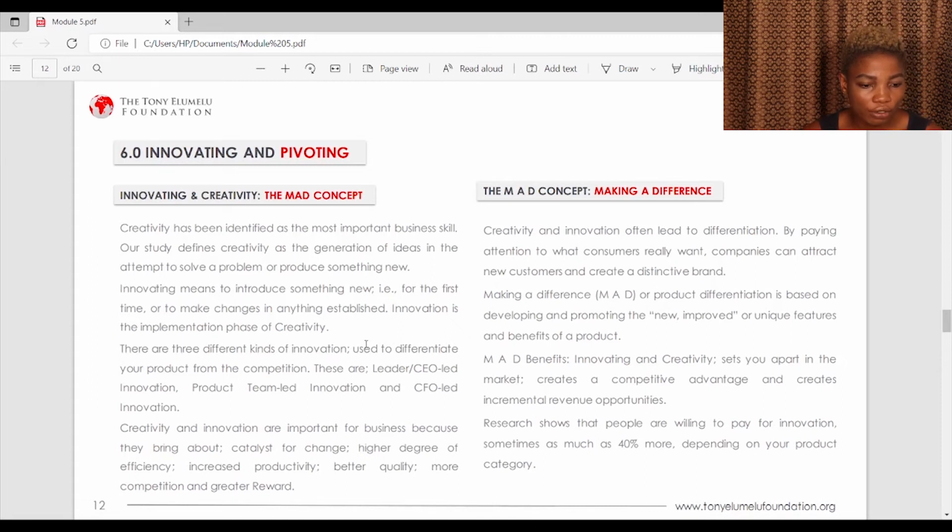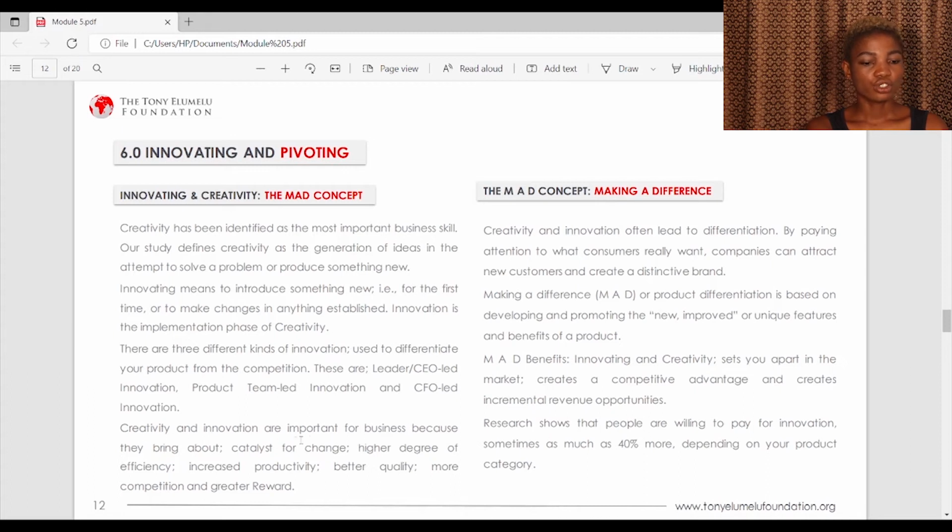There are 3 different types of innovation used to differentiate your product from the competition. These are the leader or CEO-led innovation, product team-led innovation, and CFO-led innovation. If you say leader or CEO-led innovation, the idea is coming from the business owner or the inventor of the company. Then team-led, the team came together and came up with an idea. Then the chief finance officer maybe came up with an idea on how to strategize.